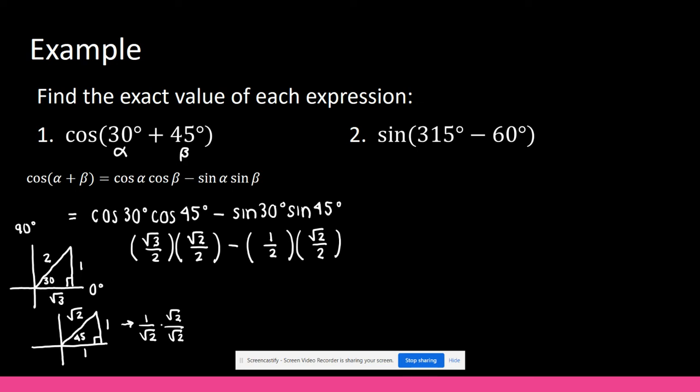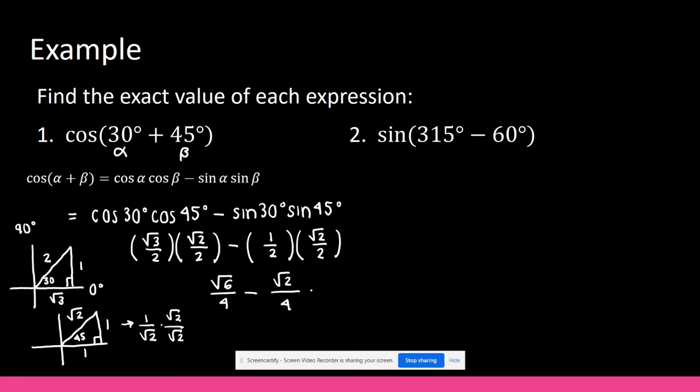Now that I have each of my sines and cosines taken care of, it's just a matter of multiplying fractions and combining like terms. So if I multiply fractions straight across, the square root of 3 times the square root of 2 is the square root of 6. And 2 times 2 is 4. So the square root of 6 over 4 is part of my answer. Minus, when I multiply the second set of fractions straight across, 1 times the square root of 2 is the square root of 2. 2 times 2 is 4.